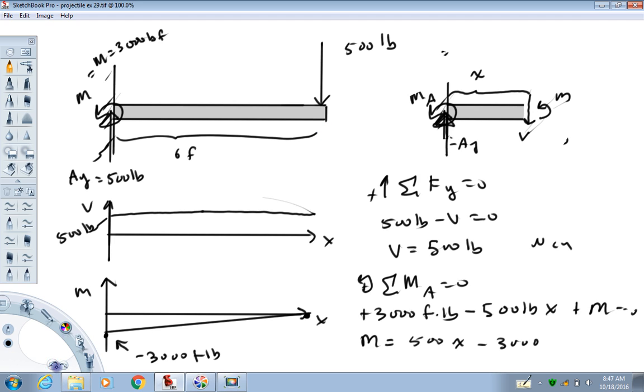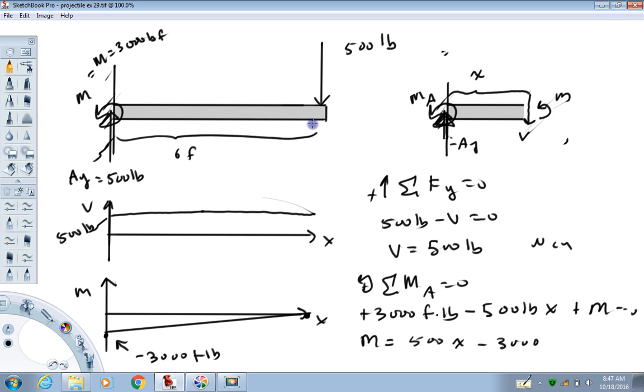All right. Also notice that at the left-hand side of the beam, there is a 3,000 foot-pound bending moment. And you'll notice that this matches that. And you notice that there is no bending moment at the right-hand side of the beam. You'll notice that that goes to 0. So our graphs here match the conditions of the endpoints of our beam.